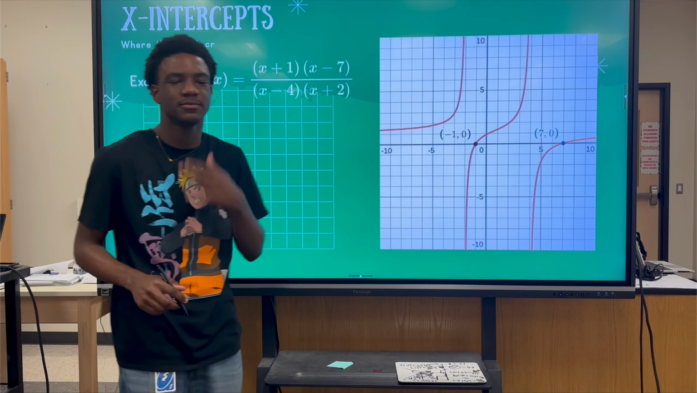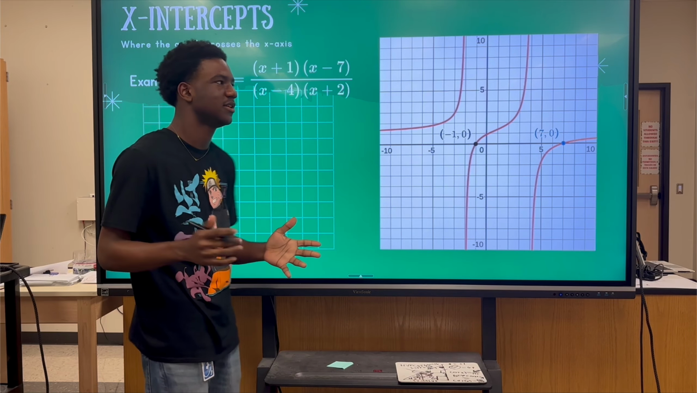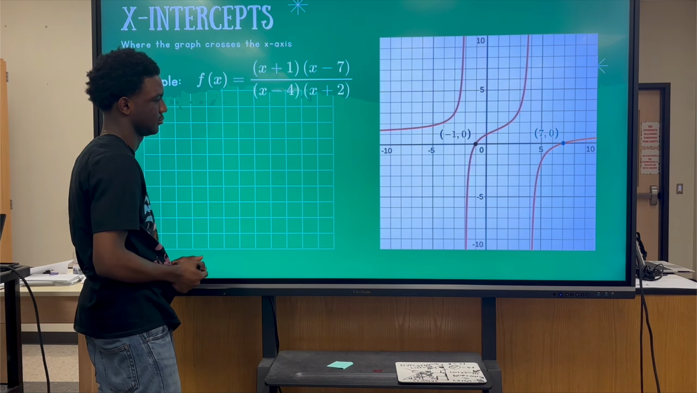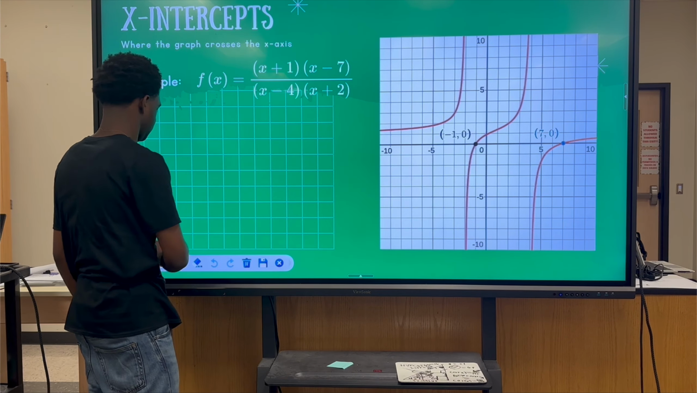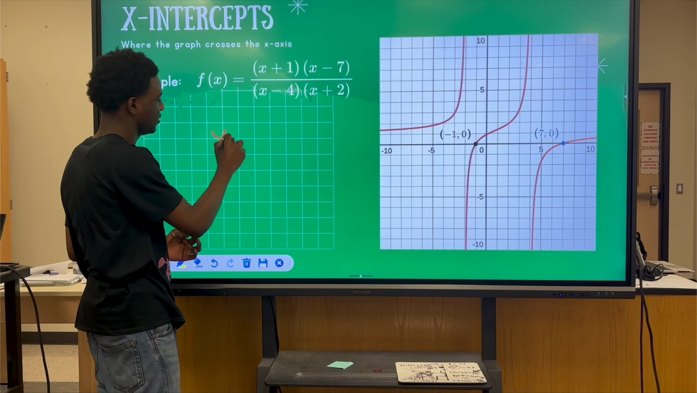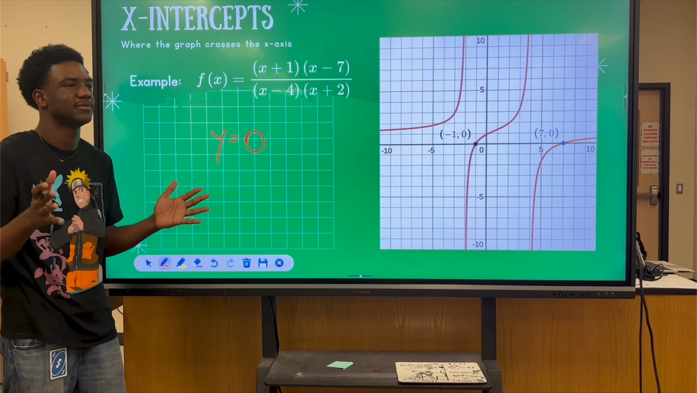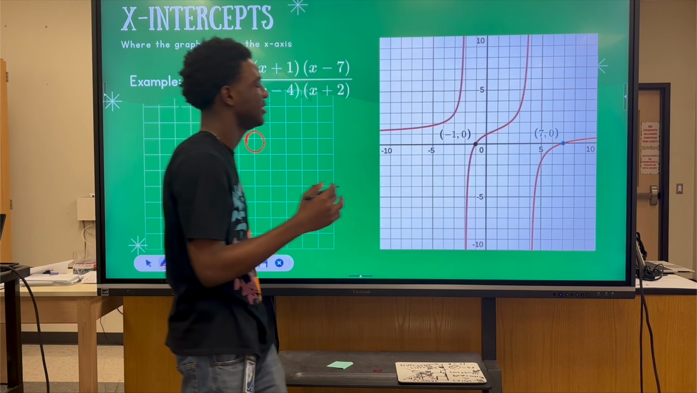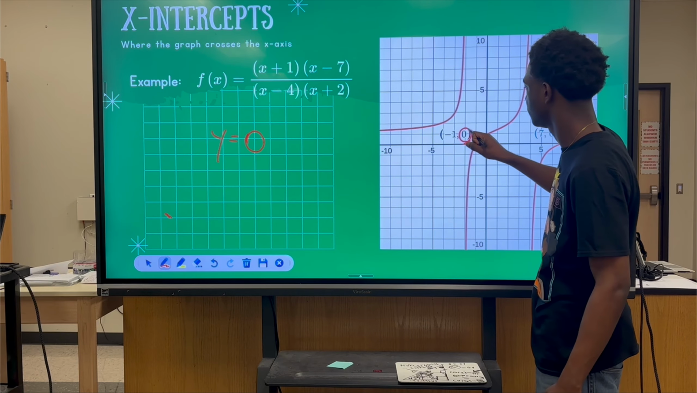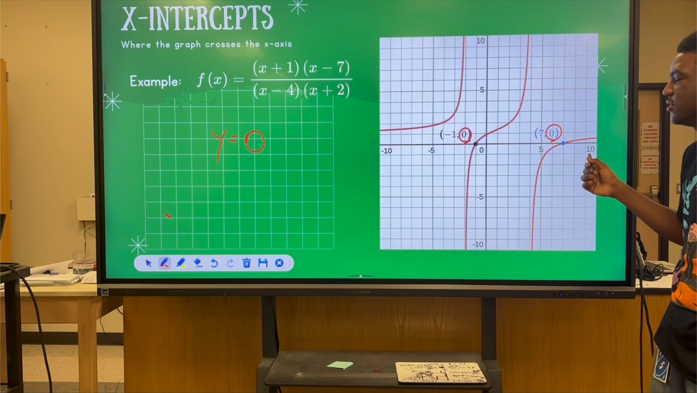Up next, we got x-intercepts. So basically, an x-intercept is where y equals 0. That's an x-intercept. So anytime y equals 0, like at this point, y equals 0, that is an x-intercept.